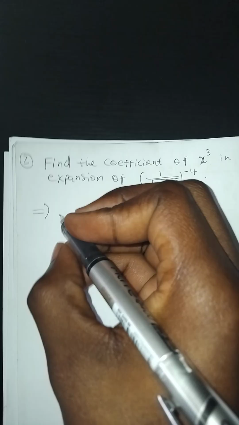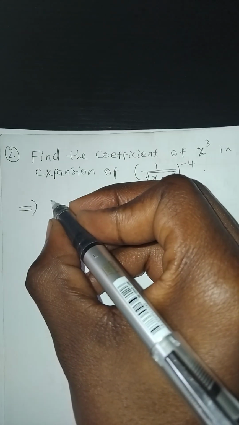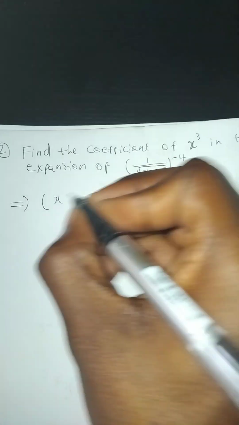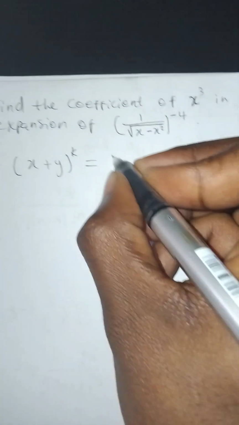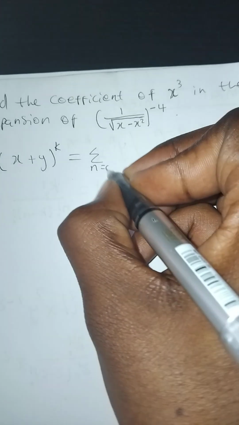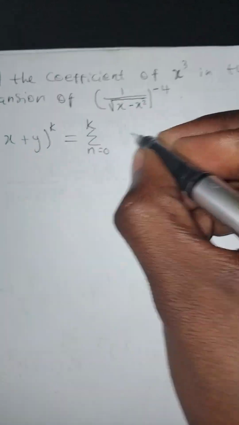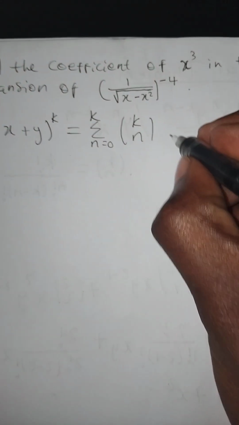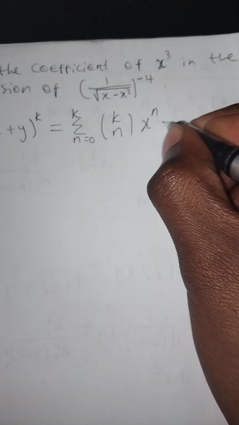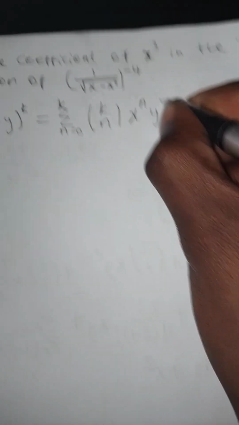So what is the first thing that we want to do? Remember, I'll start by writing down the binomial theorem. It says (x + y)^k is the same as the summation from n equals 0 to k of C(k, n) x^n y^(k-n), just like that.